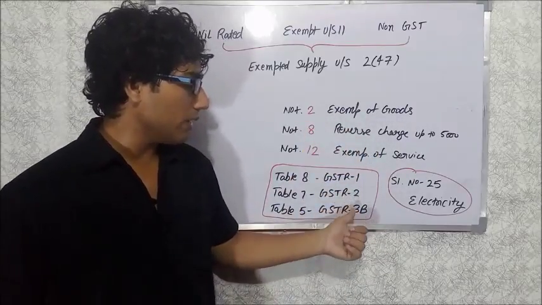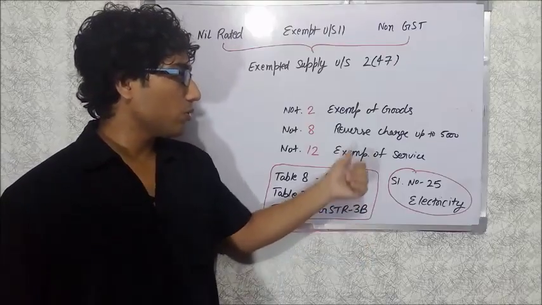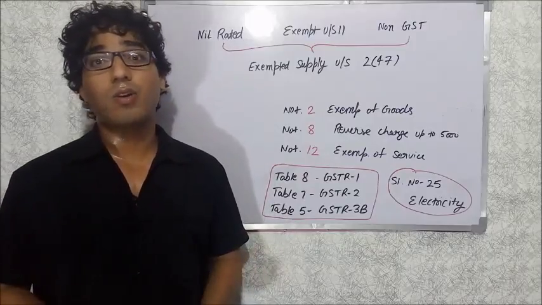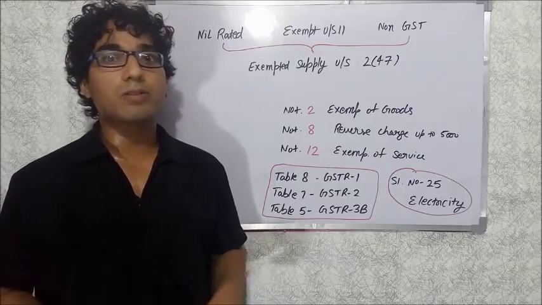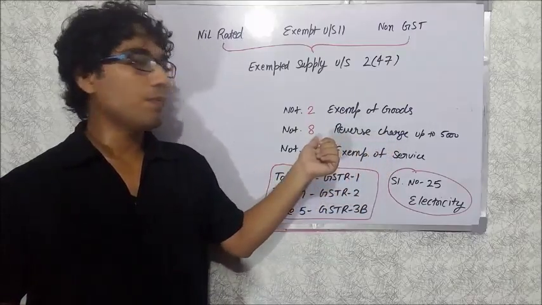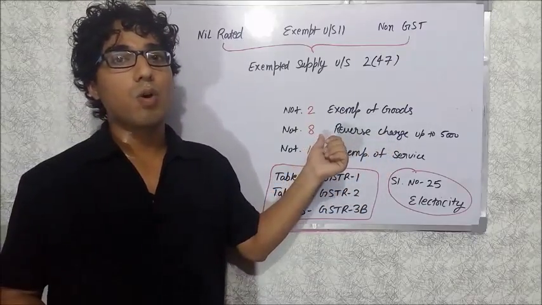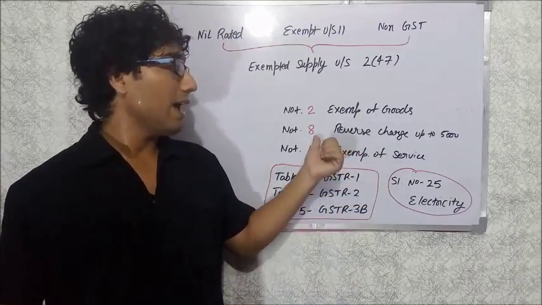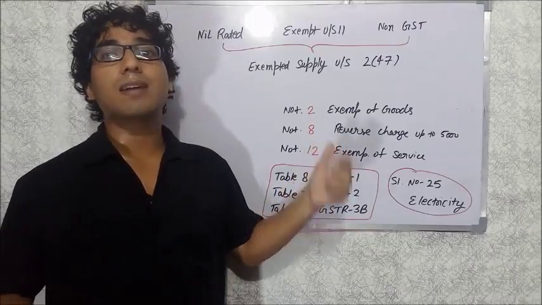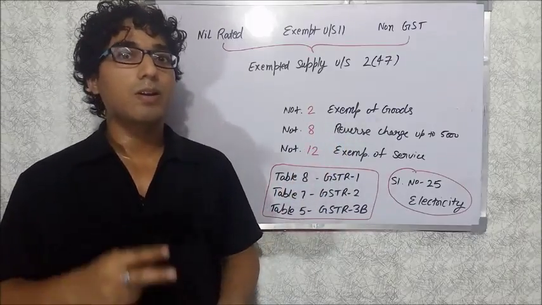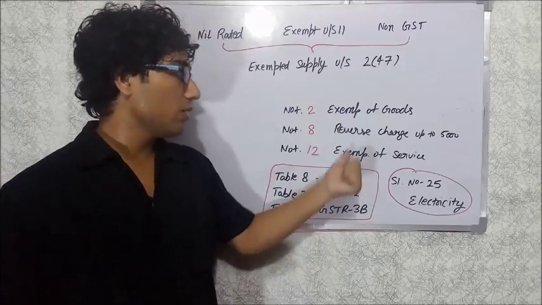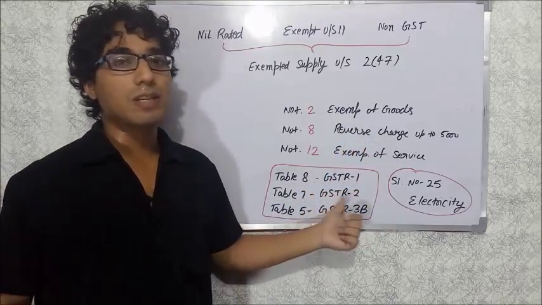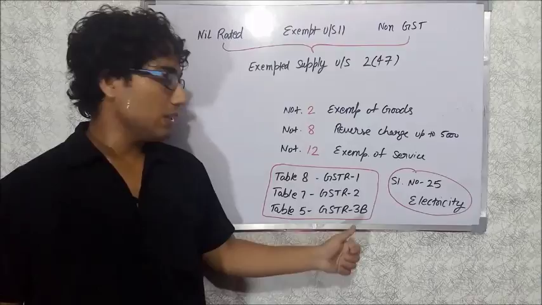And also in GSTR 2 and GSTR 3B, you have to give the detail of the purchases which you made from unregistered persons in aggregate of 5,000 rupees in a particular day, because that is also exempted under notification number 8. So you should give the detail of inward supply on which you are liable to pay tax on reverse charge, but because of exemption notification number 8, you are exempted from paying the tax on those supplies. So you should give the detail of those purchased from the unregistered person in table number 7 of GSTR 2 and table number 5 of GSTR 3B.